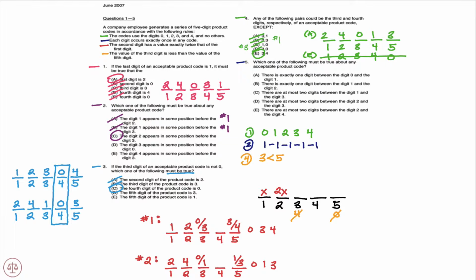Well, again, looking at our free hypothetical that we just drew out from question number 4, you notice that there are no digits between the 0 and the 1, so A does not have to be true, and A would be eliminated.